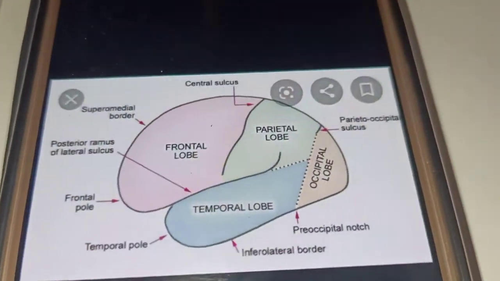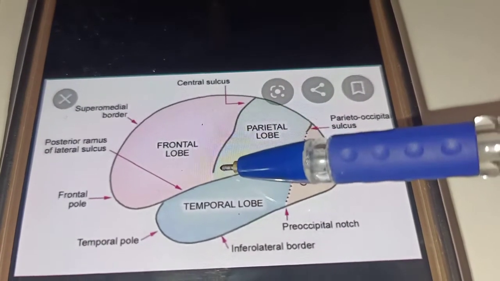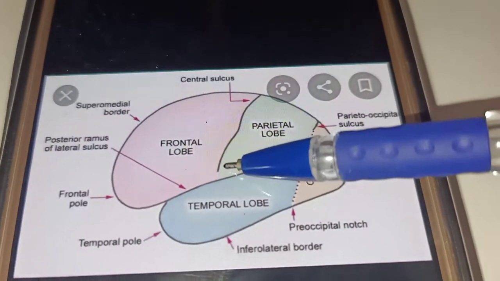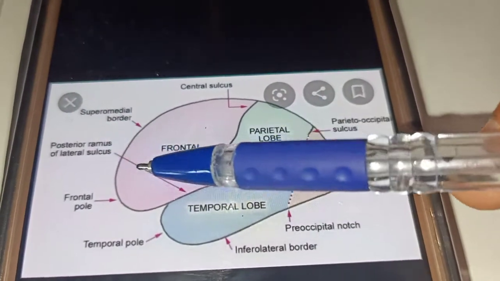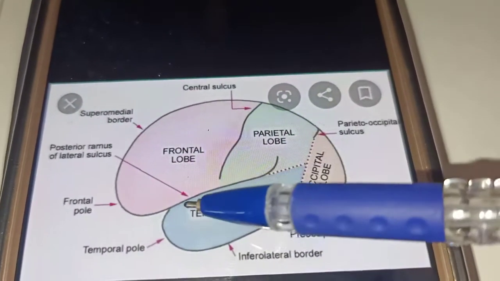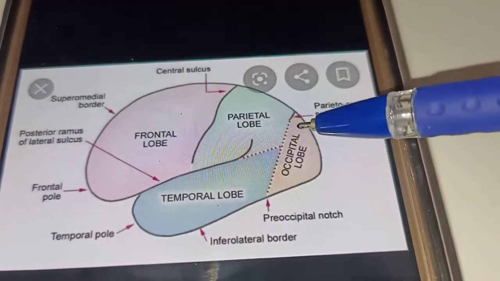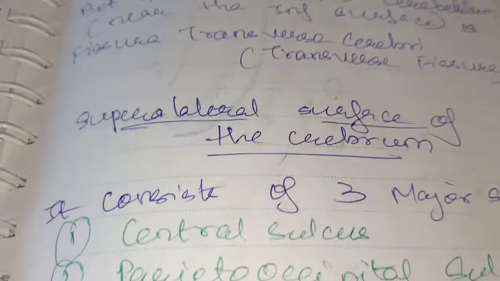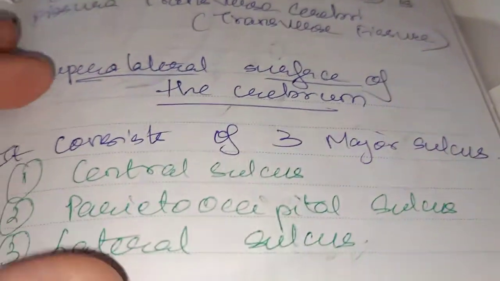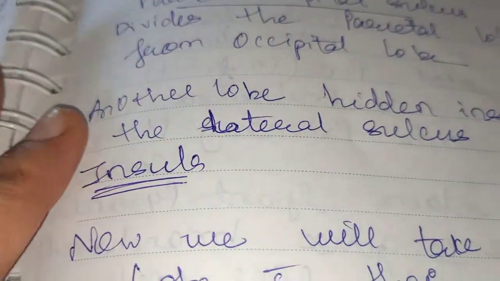See, this is the central sulcus. These are the sulci which are present on the superolateral surface of the cerebrum. This is the central sulcus. This is the lateral sulcus. See, this is the lateral sulcus. This is the central sulcus and the parieto-occipital sulcus. So these are the three major sulci present on the superolateral surface of the cerebrum.